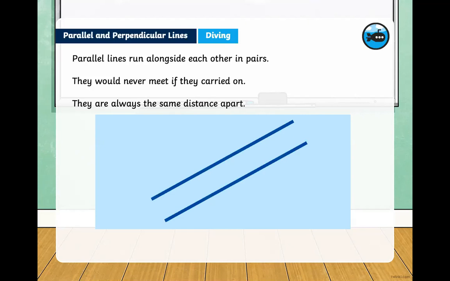And they always stay at the same distance apart, which is important as well, because otherwise they might meet one day. So you can imagine this is one, always continuing. This is the other, always continuing. Now it might be that one's shorter than the other, but what's important is that they are alongside each other and they're never going to meet. And the distance between them is always the same. So that essentially is parallel lines. And we can mark them with the arrows like you can see here.